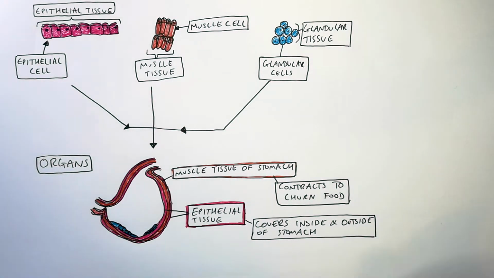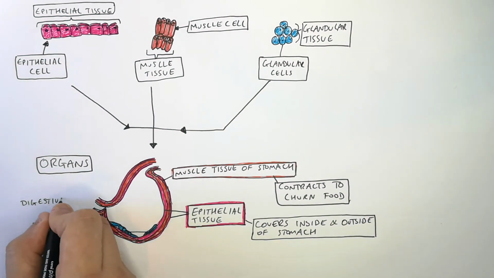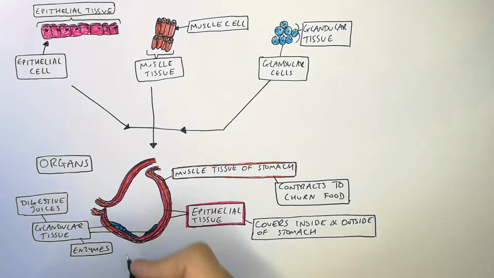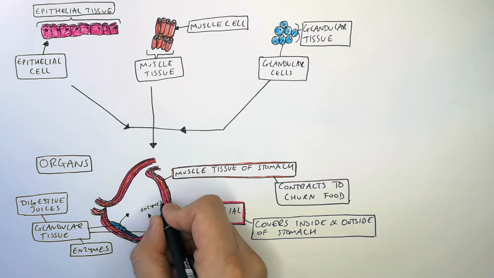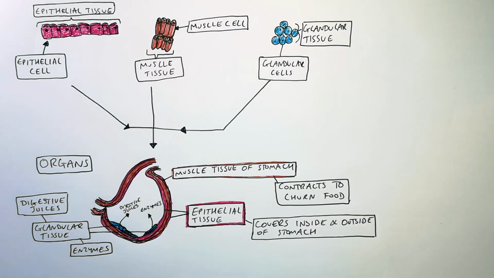The stomach also contains glandular tissue. So the glandular tissue produces digestive enzymes and digestive juices. These digestive juices and digestive enzymes are released into the stomach to help digest food. The stomach is one example of an organ within the digestive system.